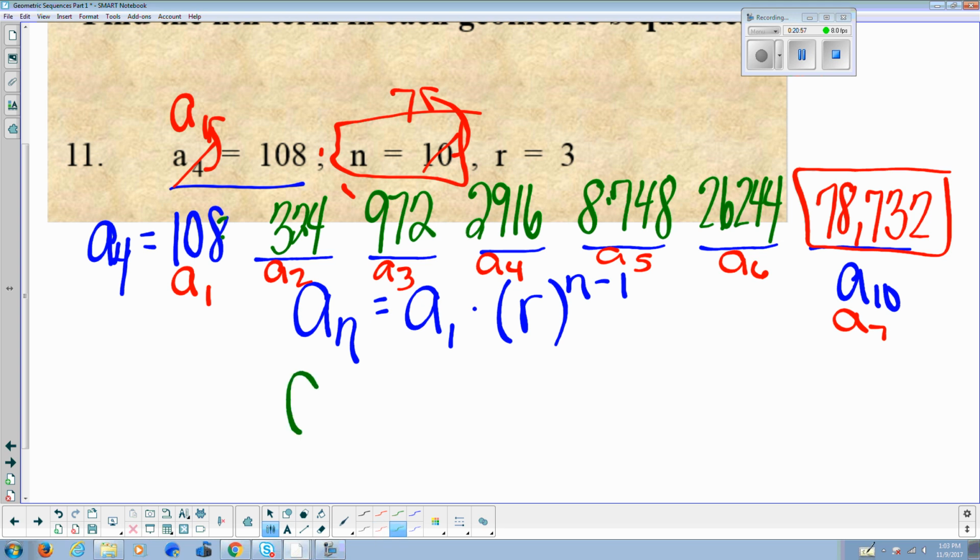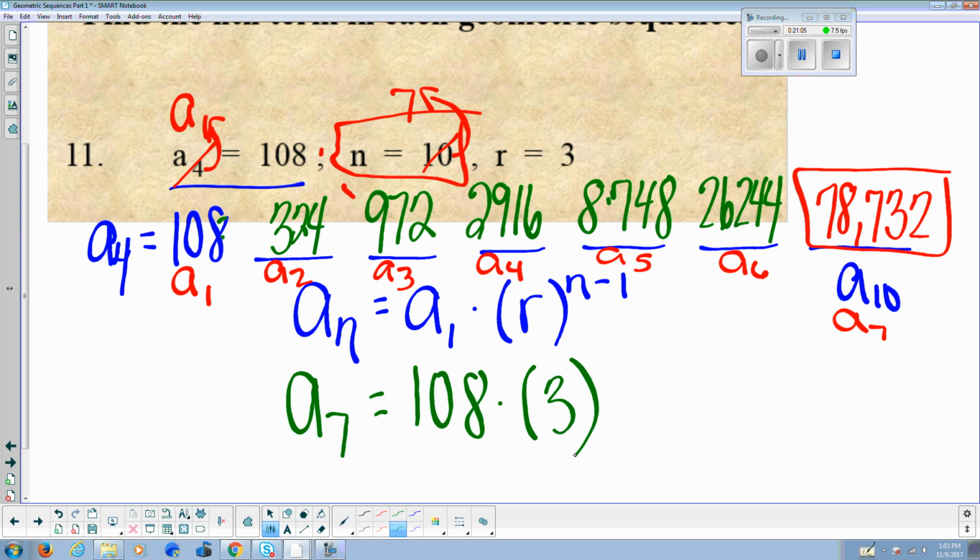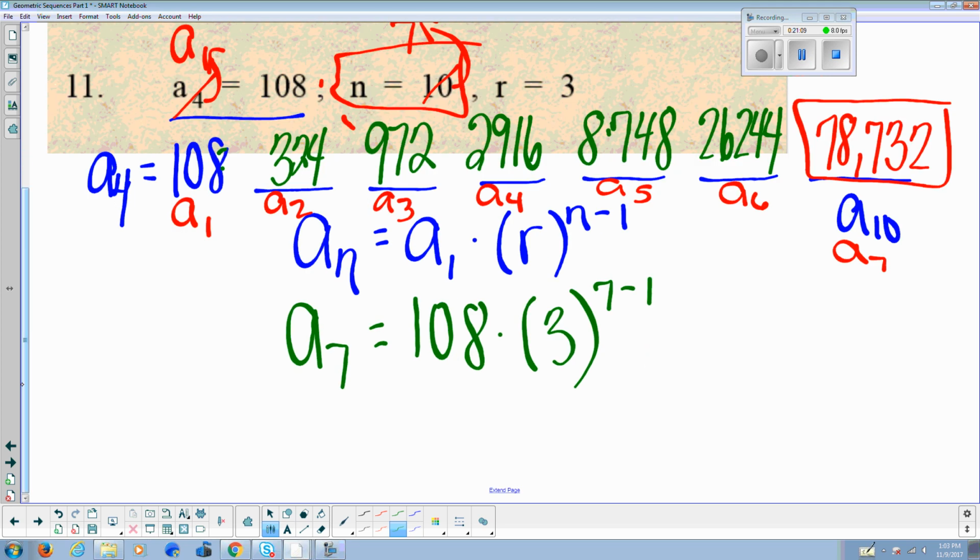So this would be like finding A7, where A1 given is 108. The common ratio we are given is 3, and we're finding the 7th term. So we substitute in like that. Now here, it's very easy to go immediately into the calculator, and we could say 108 multiplied by parentheses 3, close parentheses, raised to the power of 7 minus 1, or you could just input a 6 there.